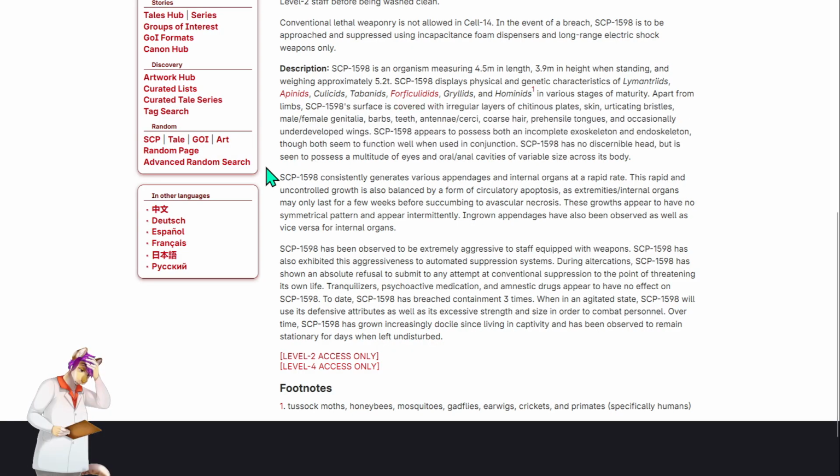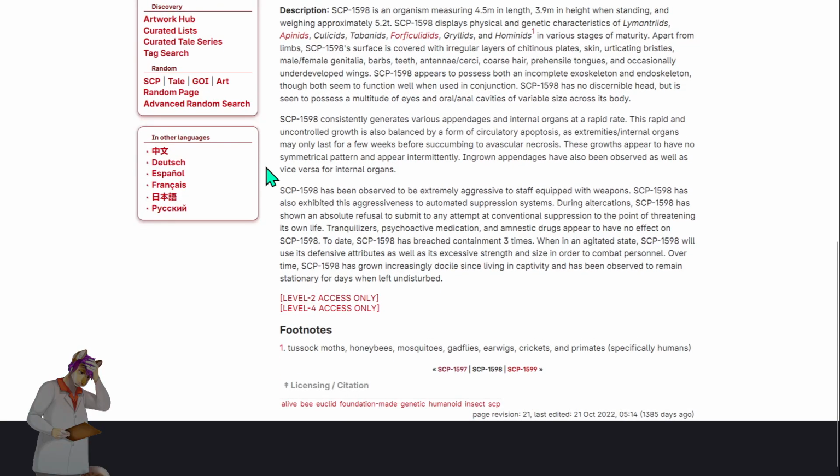Ew. Apart from limbs, the surface is covered with irregular layers of chitinous plates, skin, urticating bristles, male/female genitalia, barbs, teeth, antennae/cirri, coarse hair, prehensile tongues, and occasionally underdeveloped wings. 1598 appears to possess both an incomplete exoskeleton and endoskeleton, though both seem to function well when used in conjunction. It has no discernible head, but is seen to possess a multitude of eyes and oral/anal cavities of variable size across its body.